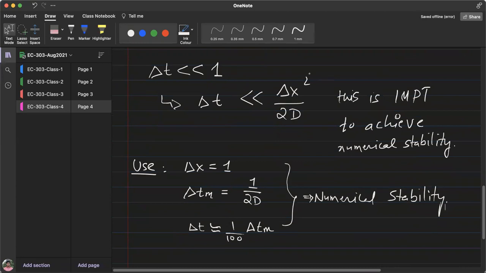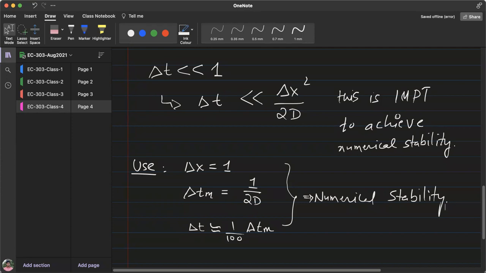Could you explain what's delta t max again? Delta t is the maximum value, so basically this inequality, right? Delta t must be much less than this value. Okay. So I'm computing delta t max, which is basically given by this. For delta x equal to 1, it will be 1 over 2d. And what I then do is I assume that delta t is equal to 1/100th of the delta t max. That way I'm assured of numerical stability.